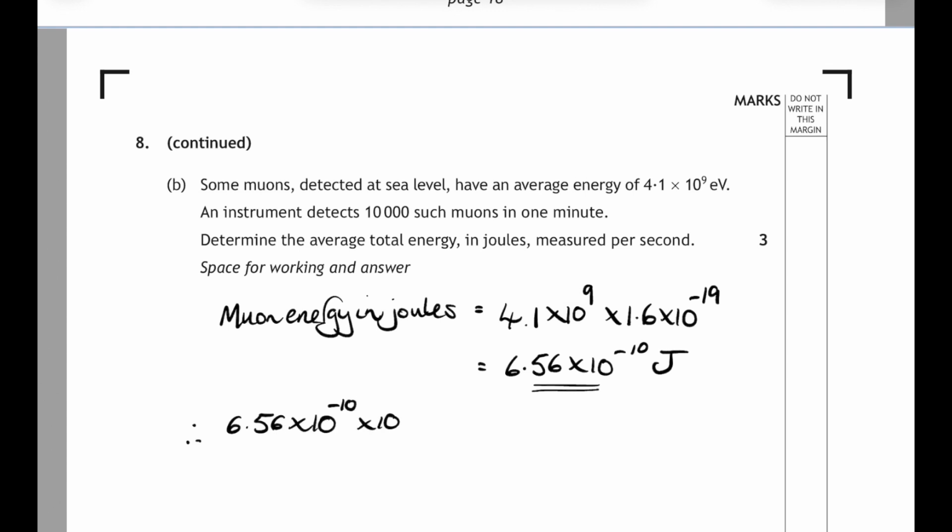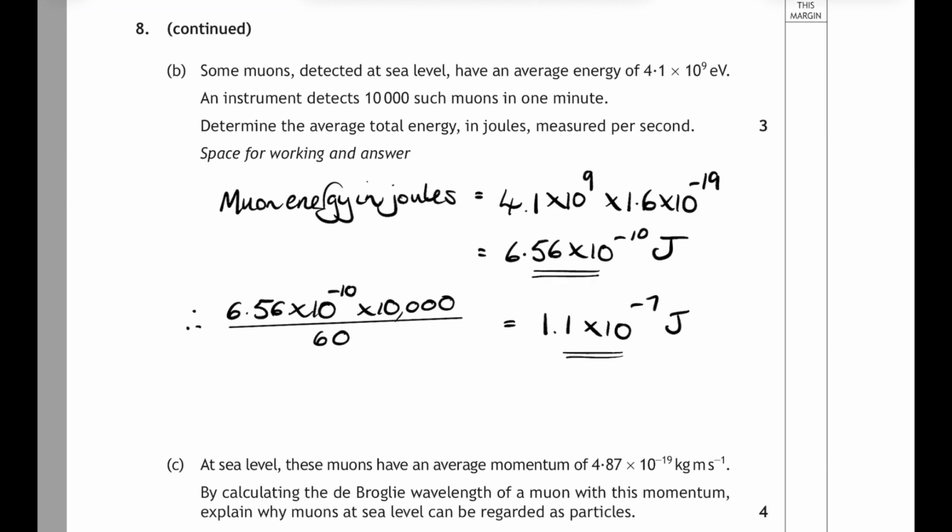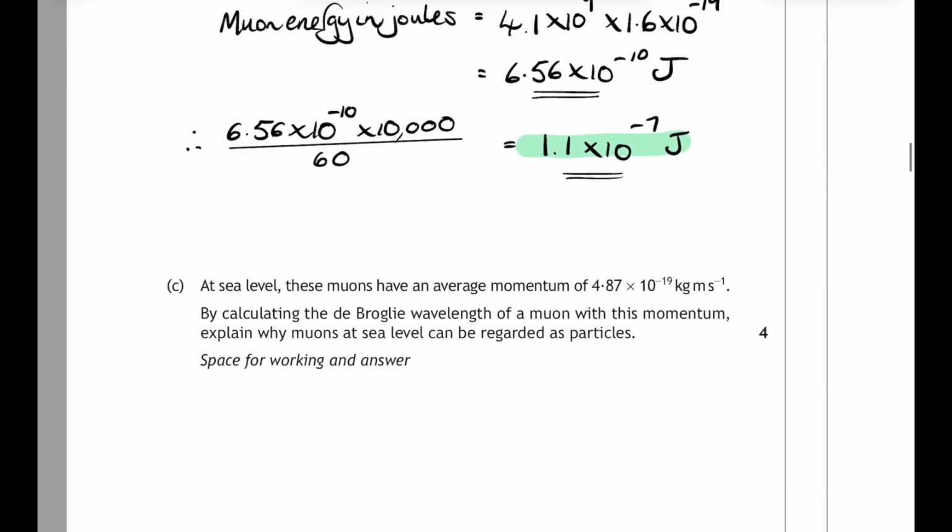And there's 10,000 of them in 1 minute. So if we multiply that by 10,000 and then divide by 60, then we will get the average total energy in joules measured per second. And that's 1.1 times 10 to the minus 7 joules.